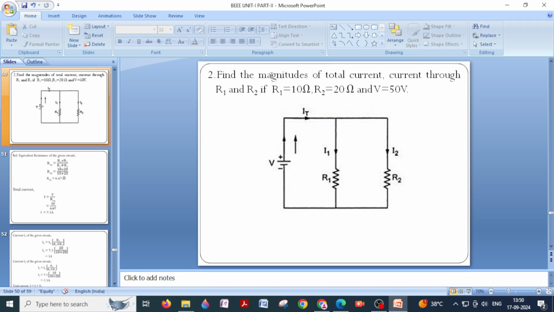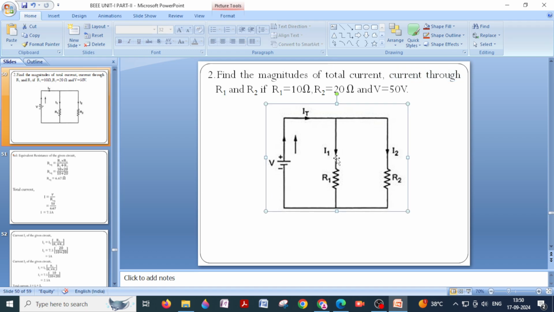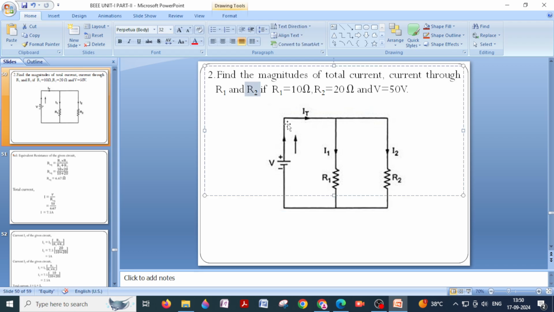So here they have asked us to determine the total current, I total, so IT. Here it is written IT, that is the total current. And they have asked us to determine the current through R1. Current through R1 is, let us assume I1, already given in the diagram itself, and current through R2, that is I2.